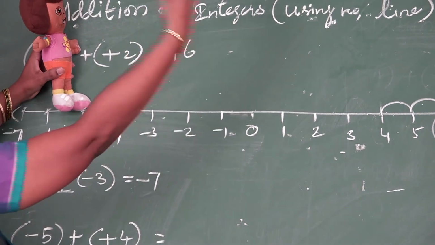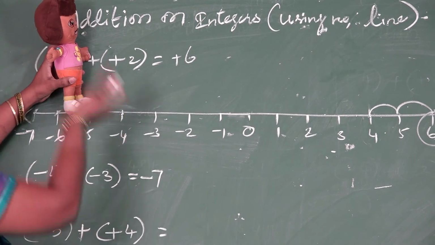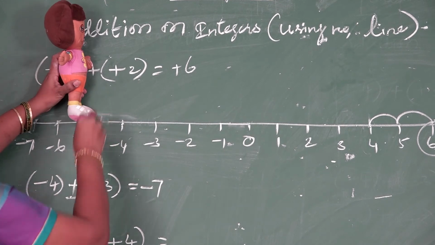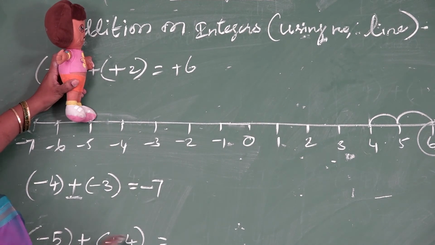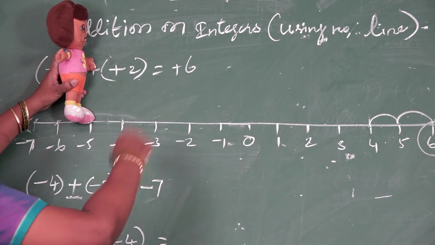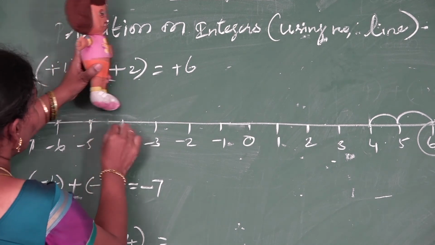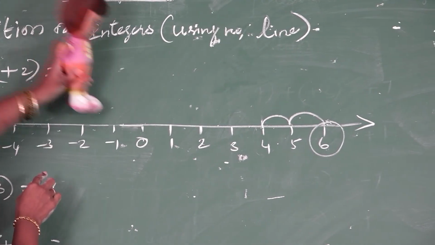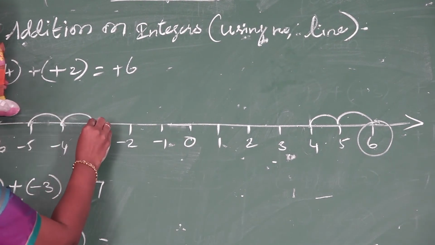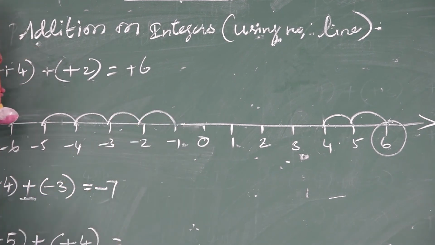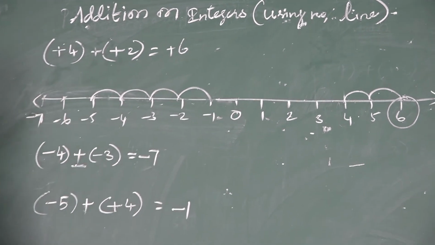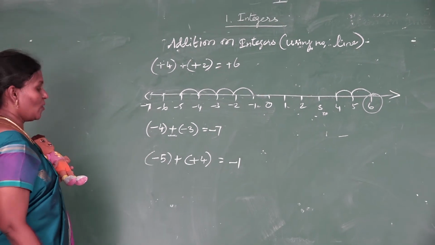Addition means you have to face the right side. Subtraction sum means you have to face the left side. This is the positive direction. So face the right side, and here what is the next integer? Plus 4. Plus 4 means you have to move 4 steps forward. So 1, 2, 3, 4. So what comes there? From minus 5, 1 step, 2 steps, 3 steps, and 4. What is the answer now? Minus 1. Do you understand? Now see one more example.